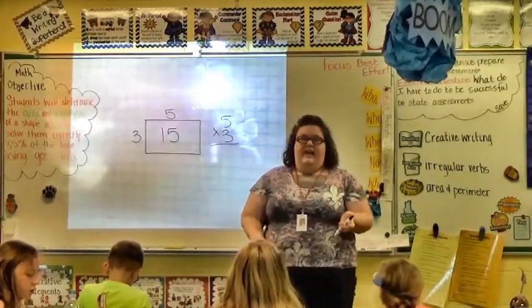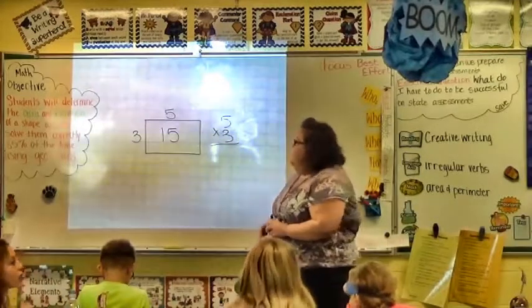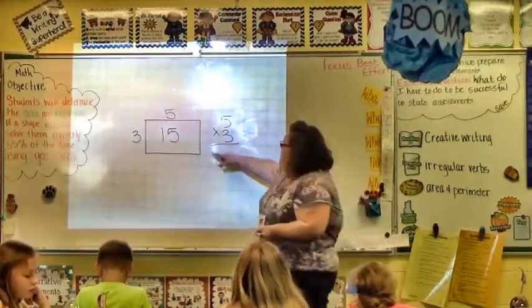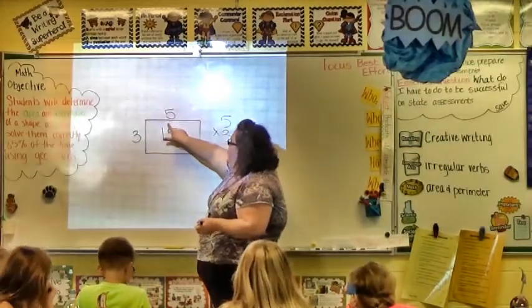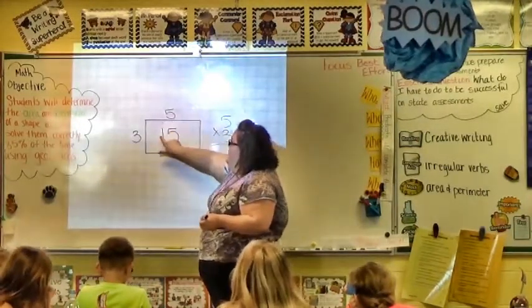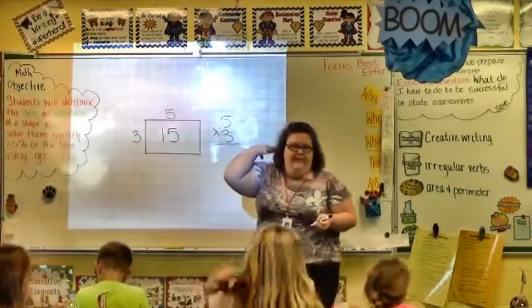Yes. How can we check that with the cubes? Corbin? Count the squares inside. Okay, can we do that really quick? Yes. 1, 2, 3, 4, 5, 6, 7, 8, 9, 10, 11, 12, 13, 14, 15. Give yourselves a pat on the back.